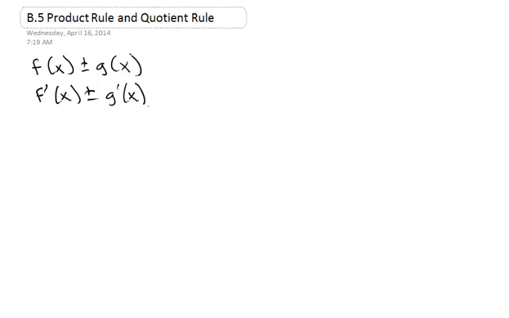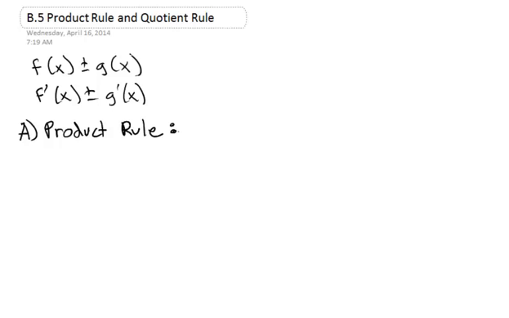And I mentioned at the time that this does not work with multiplication or division. With multiplication and division, the rule is a little bit more involved, and that's what we're going to look at today: how we take the derivative when two functions are multiplied, and when two functions are divided. So, first, let's take a look at this thing called the product rule.